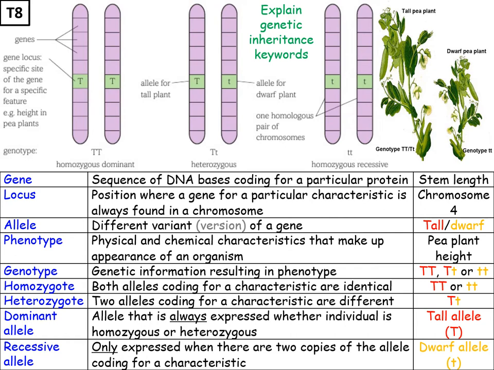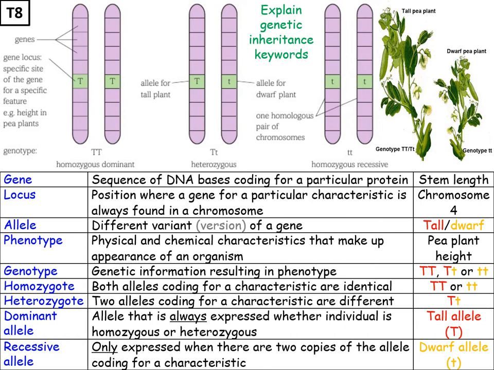So you could have two capital T's that would represent having two tall alleles. You could have a capital T and a lowercase t. Therefore, you've got a tall allele and a dwarf allele. Or you could have two lowercase t's, therefore two dwarf alleles.